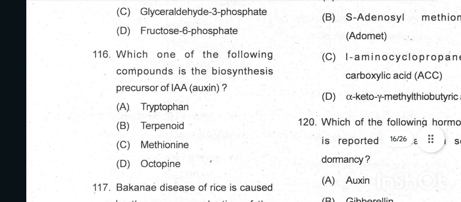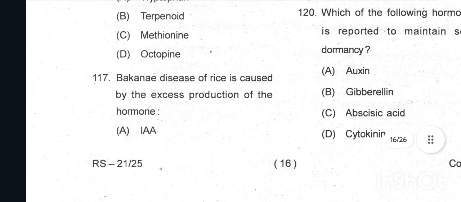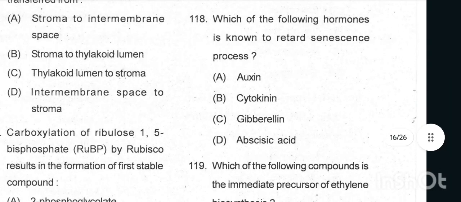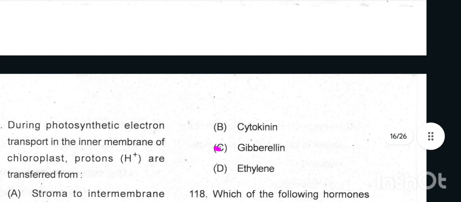Then 116, which one of the following compounds is the biosynthetic precursor of auxin, indole acetic acid IAA? Here the answer is tryptophan. So from tryptophan, auxin can be synthesized. Then Bakanae disease of rice is caused by excess production of hormone. So here the answer is gibberellin.